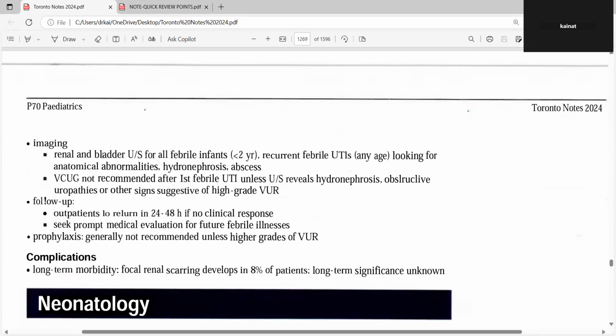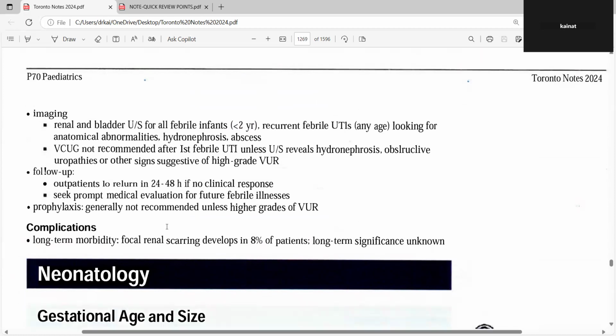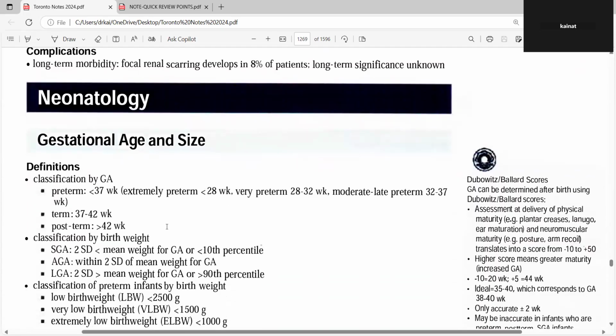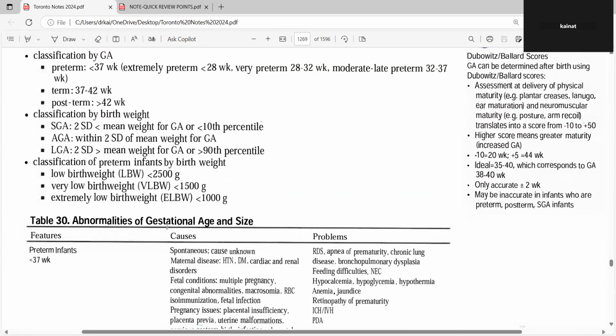Then in the imaging, you need to do renal and bladder ultrasound for all febrile infants less than 2 years. Why? Because they could have a congenital anomaly, polycystic kidney, or glomerulonephritis could be there. So in that case, go for imaging, mainly the ultrasound. If there are recurrent UTIs, then VCUG is not recommended. Follow up patients every 24 to 48 hours. There is no prophylaxis.